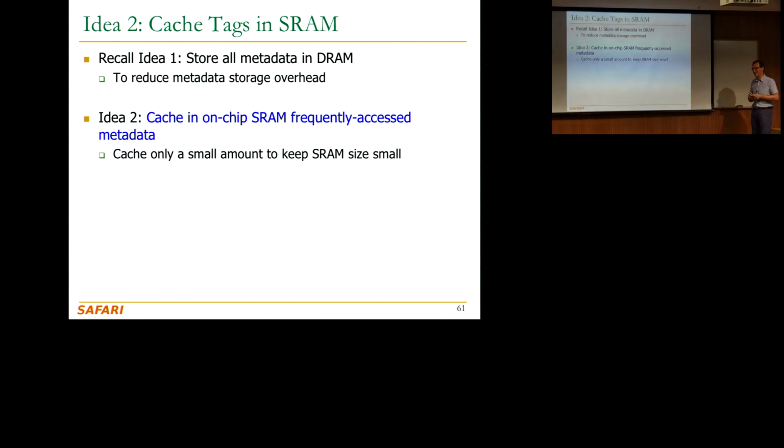Exactly. It's caching. Basically, it's a tag cache. You cache only a small amount to keep SRAM size small. And if you have good locality in your tag accesses, that's great, right? Actually, we see that you get at least 80% hit rate in this small cache in the paper that I'm going to talk about. So that's the idea, basically. You can keep this very small.